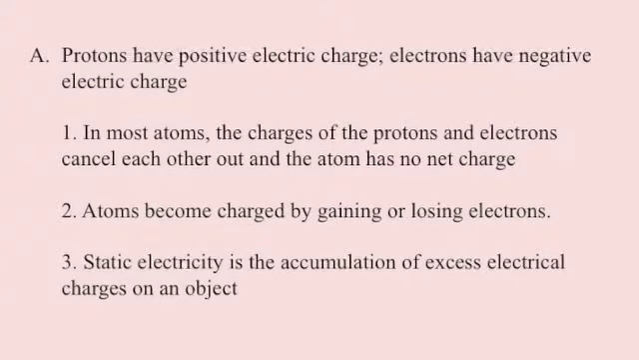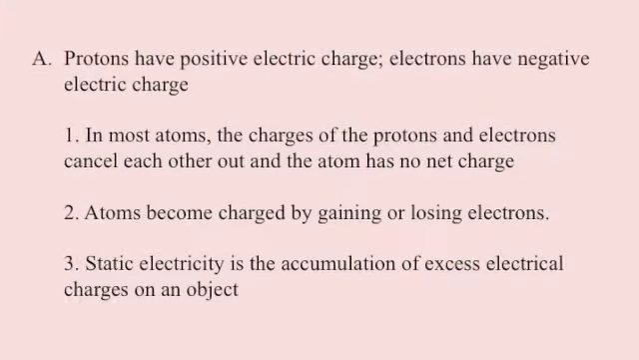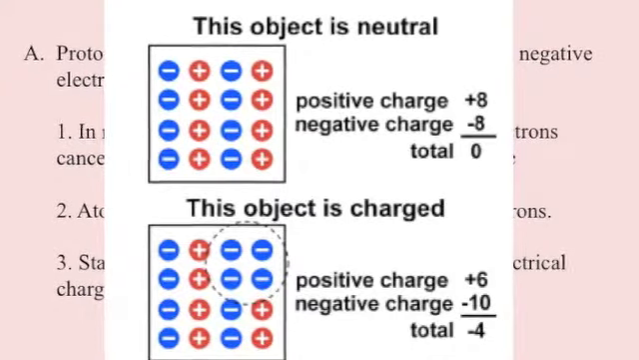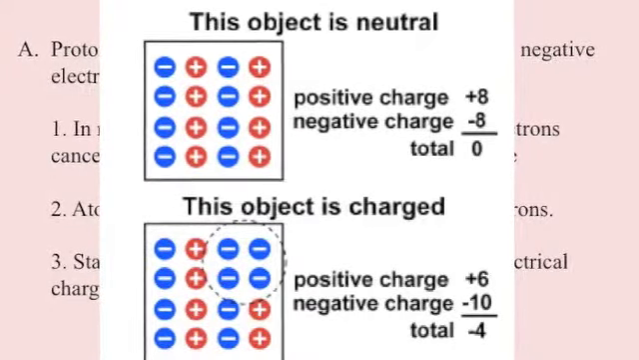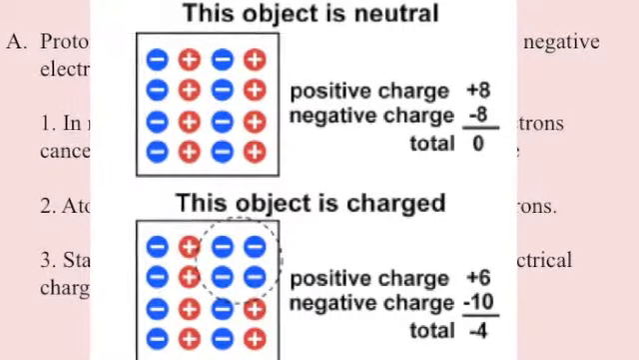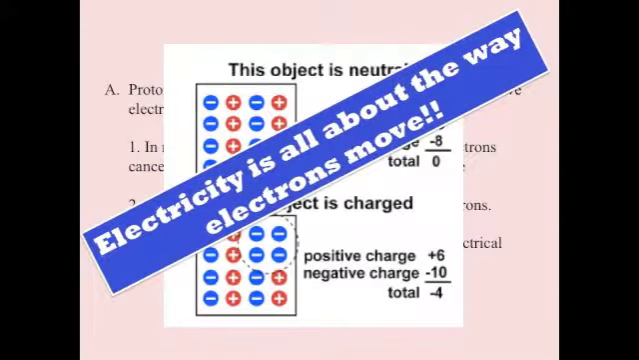Static electricity is the accumulation of excess electrical charges on an object. Here you can see that we have an atom in which the charges cancel out and one in which they have not. Let's just remember that electricity is all about the way electrons move.